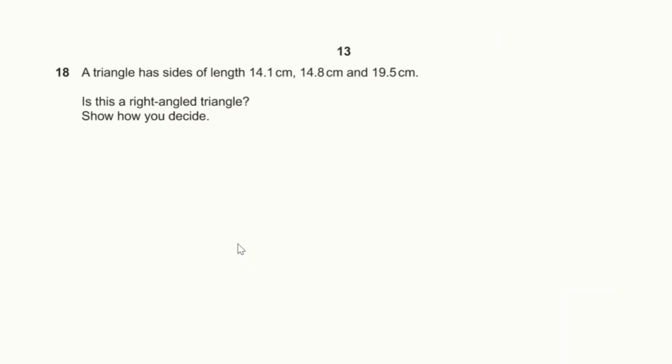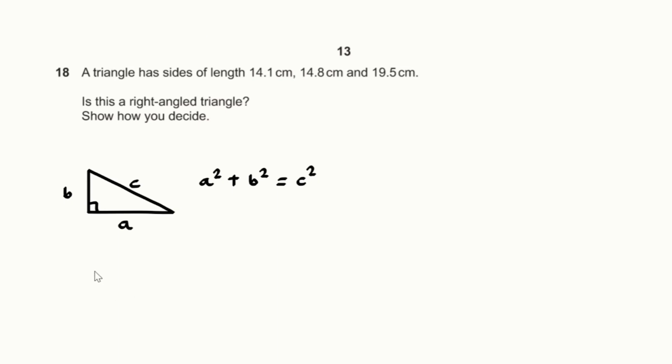Question number 18. A triangle has sides of length 14.1, 14.8 and 19.5. The units are in centimetres. We're questioning whether this is a right angle triangle and show how you decide. Well, if I draw a right angled triangle, then as we see here, if I've got sides of A, B and C, with Pythagoras, the sum of the squares of the two shorter sides, A squared plus B squared, will equal C squared.